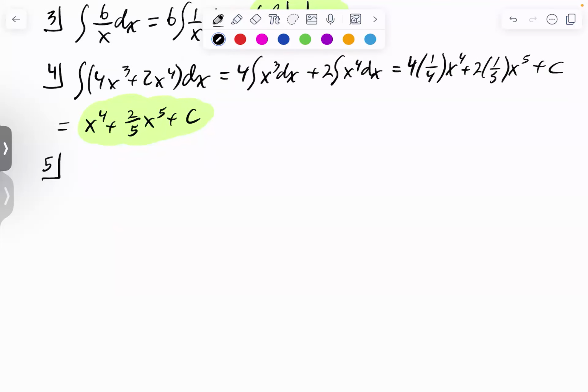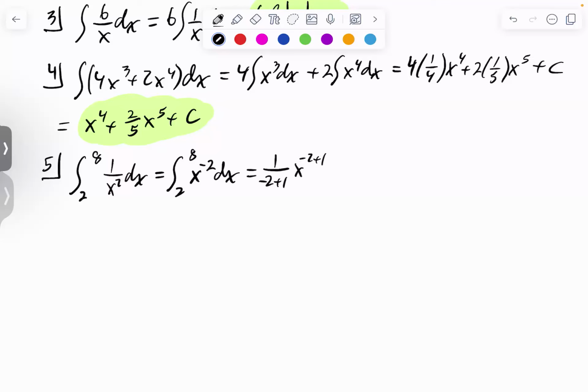Number 5, we have the integral. Now we have a definite integral where we have boundaries. And I'm going to rewrite this a little bit differently to make it a little bit more clear. This becomes x to the negative 2nd power dx. I'm now going to use the power rule, and I'm going to break it down. That's going to go from 2 to 8. Again, notice there's no plus c because we have a definite integral.